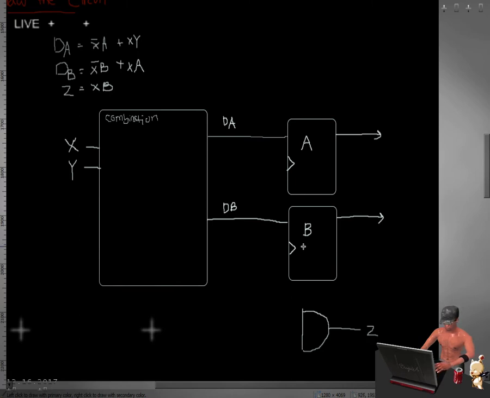Someone wrote on Discord. Alright, let's focus. Focus, guys. Come on, focus.